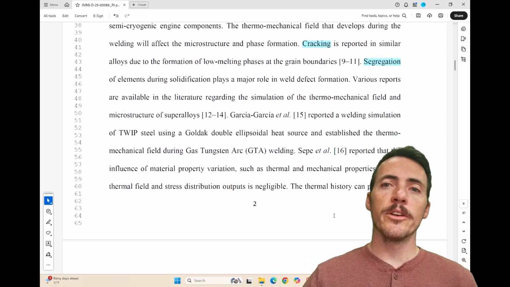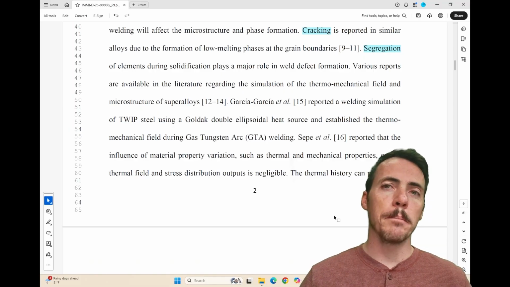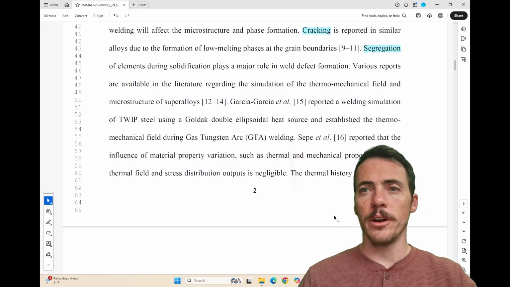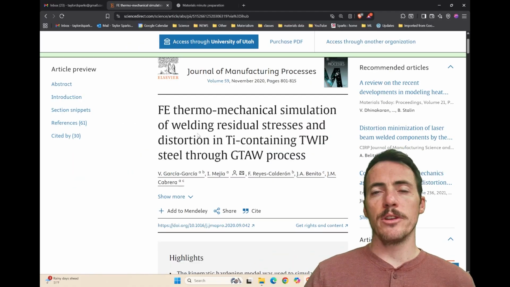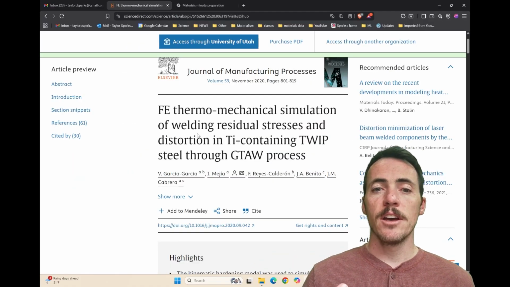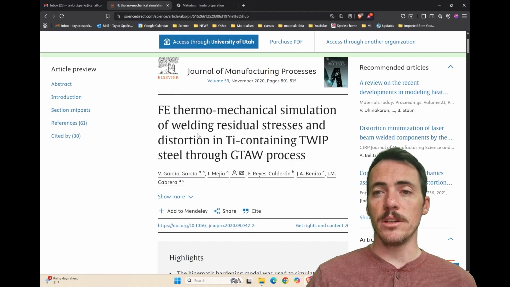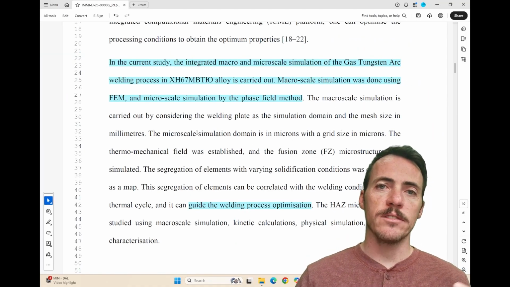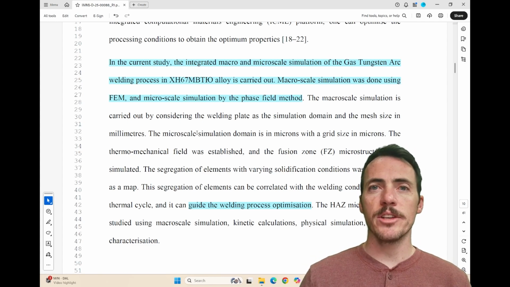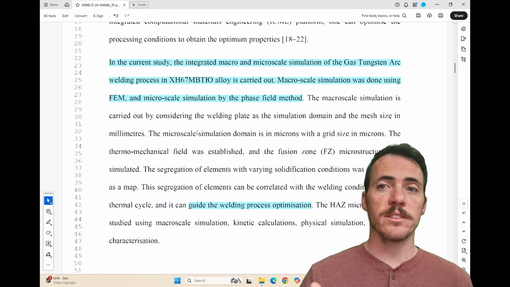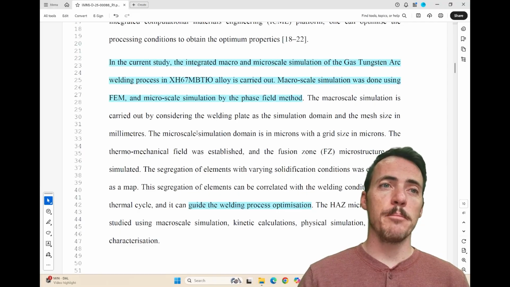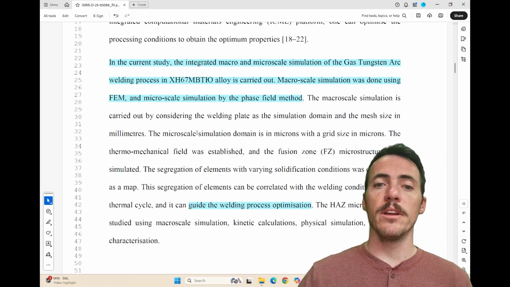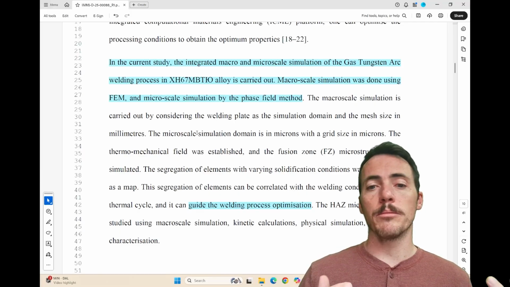So other people in the literature have tried to figure out how we can model this process to improve it. There's a couple important prior art papers they point out. For example, this paper in the Journal of Manufacturing Processes, where they applied this sort of IMMI method to TWIP steel. And that's exactly what they're going to try and do here. They're going to try and take this integrated micro and macro scale simulation under the conditions of welding, so gas tungsten arc welding. They're going to try and simulate both the heat and the stress impacts using finite element and the phase field method, and then use those results to guide welding process optimization.